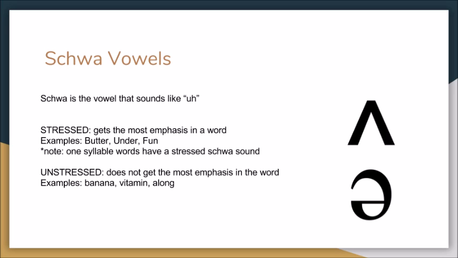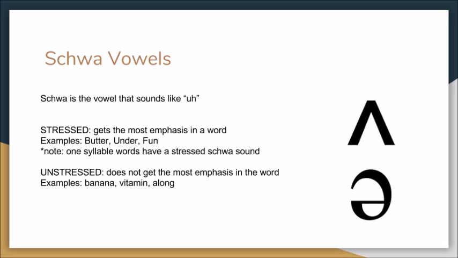Schwa vowels. Schwa is the vowel that sounds like uh. It may be helpful to use the analogy of the sound you make if you get punched in the stomach. This sound may be stressed or unstressed in a word. For example, some stressed words are butter, under, and fun. In these cases, the schwa gets the most emphasis in the word. In one-syllable words, such as fun, the schwa vowel is always stressed.